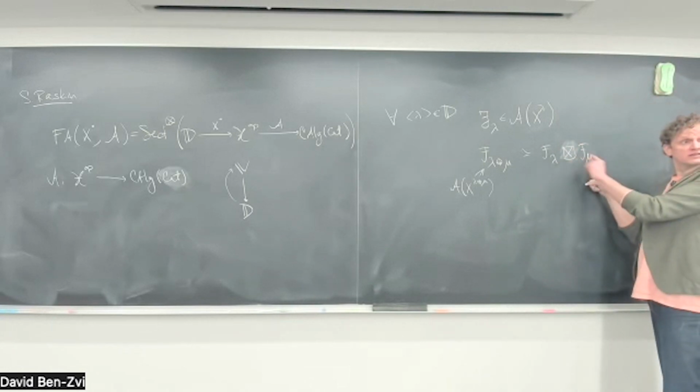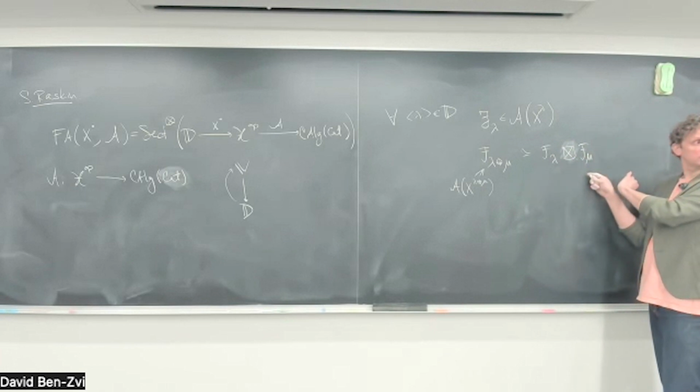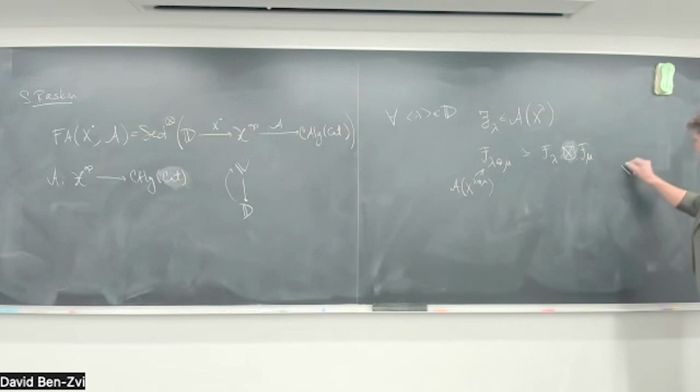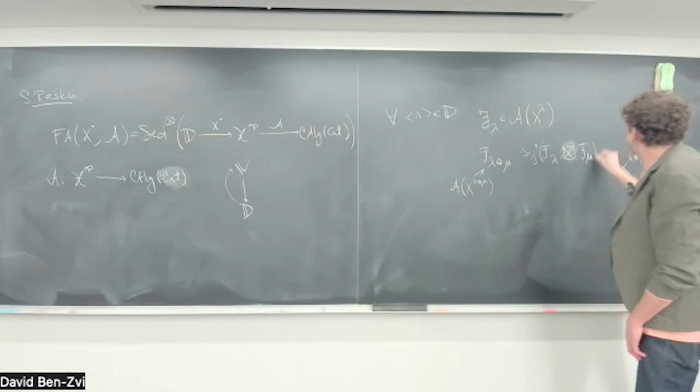A priori, this external product, where does it live? It lives in X lambda cross X mu. But I have this natural map from X lambda plus mu to X lambda cross X mu. And so I'm going to restrict to there. So I don't know, maybe I'll call this J or something. And this is J upper star of that.